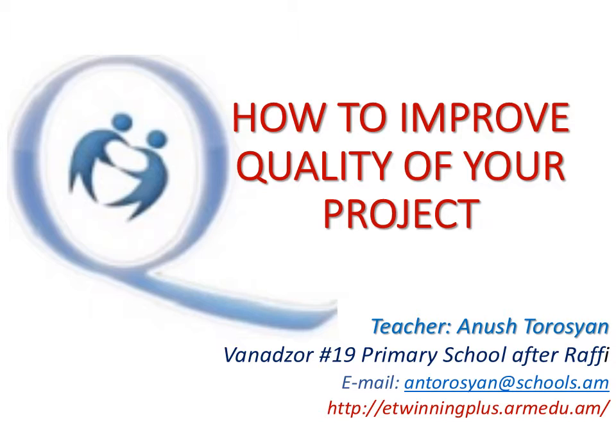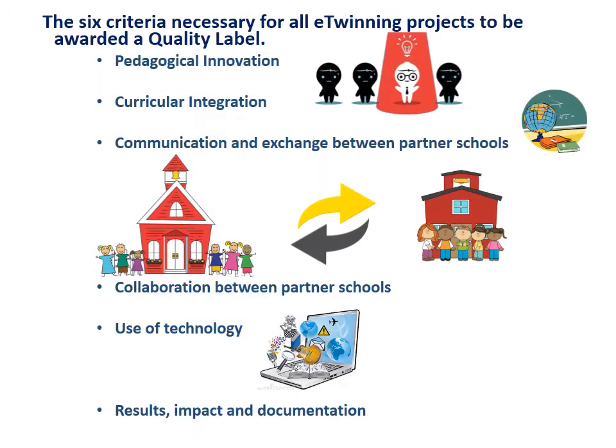Now I will present how to improve the quality of your project. The 6 criteria necessary for all eTwinning projects to be awarded a quality label are pedagogical innovation, curricular integration, communication and exchange between partner schools, collaboration between partner schools, use of technology, results, impact and documentation. But I will present my experience of how to succeed in projects. I will give some tips on how to organize qualified projects. I will divide them into some groups.